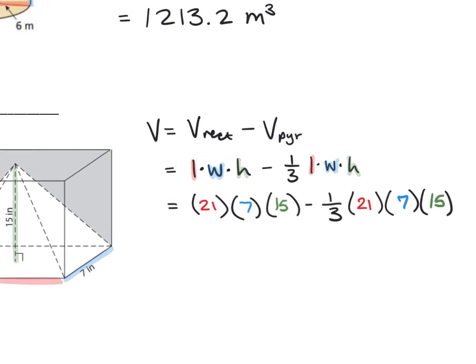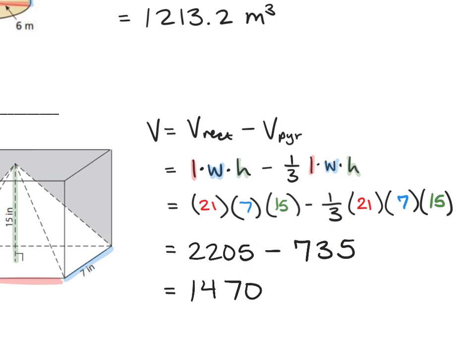But we have all our numbers. Now it's a calculator problem. In your calculator, please do 21 times 7 times 15. Did you get 2,205? Fabulous. Now that's the volume of the rectangle, but we're going to subtract away 1/3 times 21 times 7 times 15, which means we're going to subtract away 735. 2205 minus 735 means that we get 1,470 what? Inches cubed. Very good.